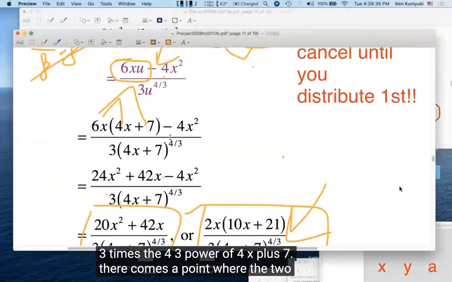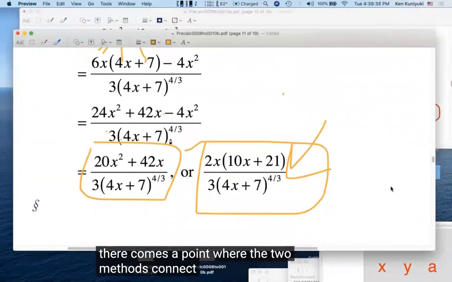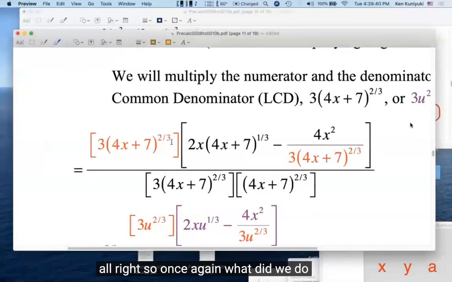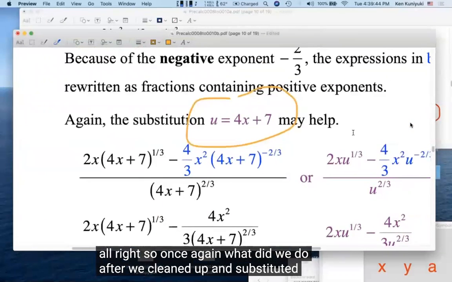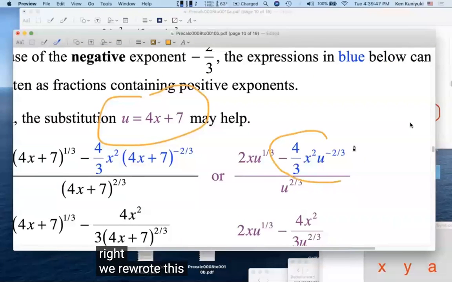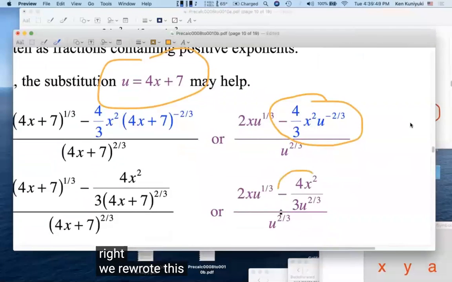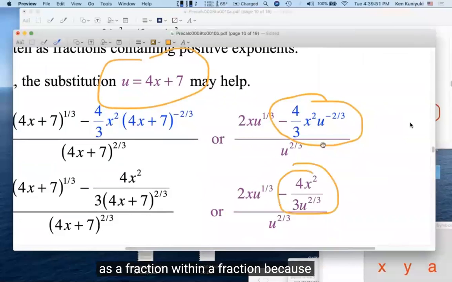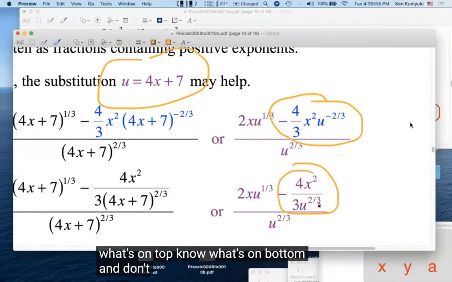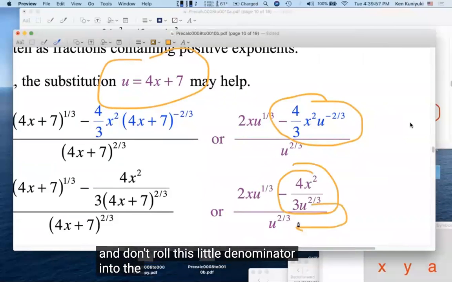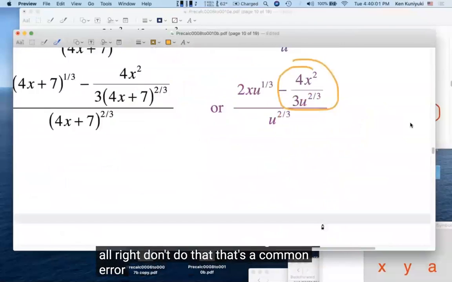There comes a point where the two methods connect. All right, so once again, what did we do? After we cleaned up and substituted, we rewrote this as a fraction within a fraction because of that negative exponent, but know what's on top, know what's on bottom, and don't roll this little denominator into the denominator of the big fraction. Don't do that. That's a common error.